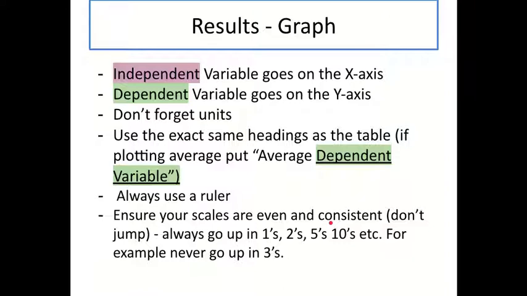Finally, make sure your scales on each axis are even and consistent. Never jump. For example, don't ever go 1, 2, 3, 4, and then jump straight up to 8. It's best to always go up in 1s, 2s, 5s, or 10s. Never go up in 3s, for example, because it just gets complicated quickly if you're trying to plot numbers that are not divisible by 3.